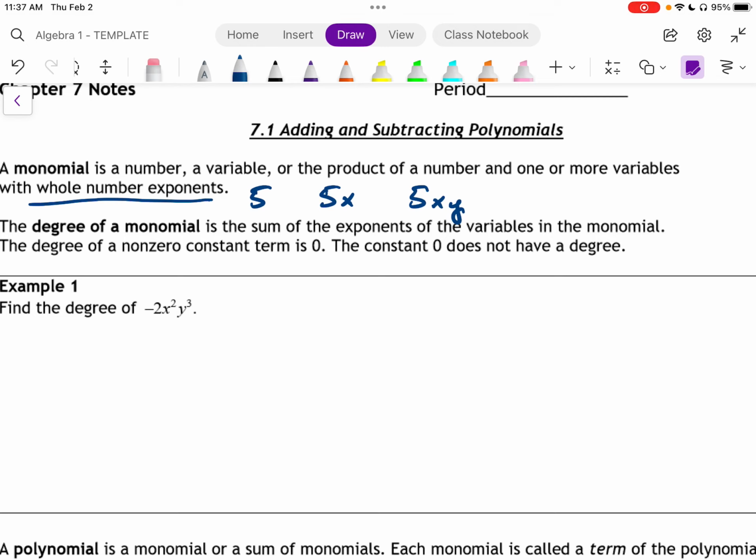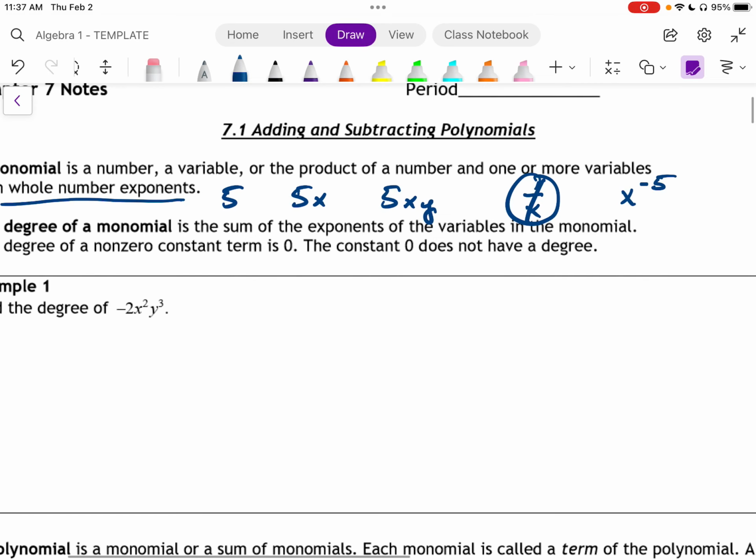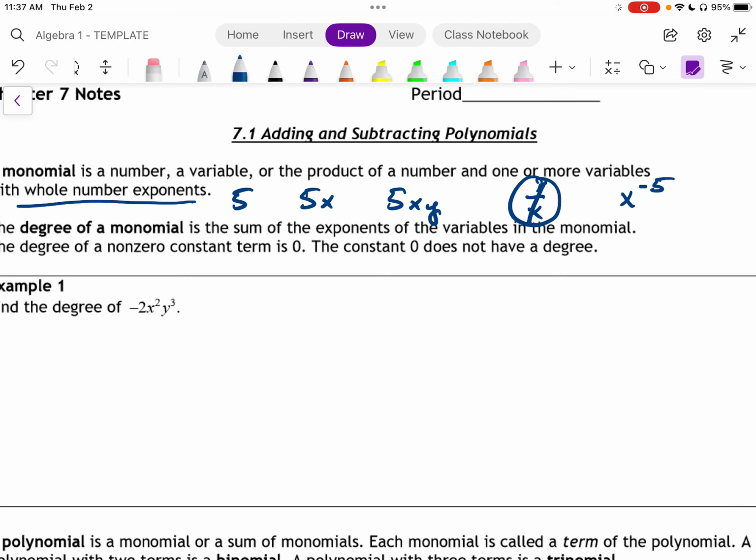It's a monomial with like three little pieces there, the 5, the x, and the y, but it's still a monomial. Something that we can't have would be something like 1 over x, right? That does not work. Or x to like a negative exponent, right? Like x to the -5, right? We haven't dealt with negative exponents much, but that also does not work out here.